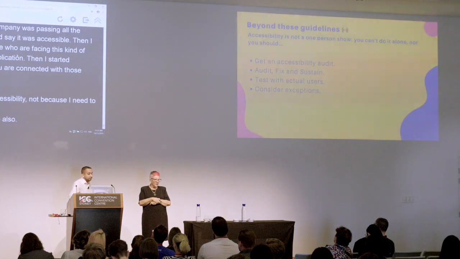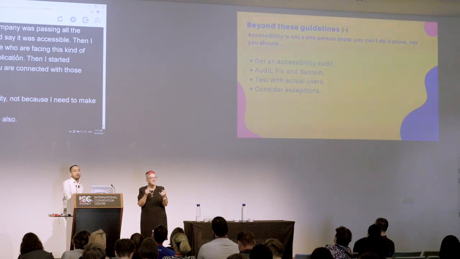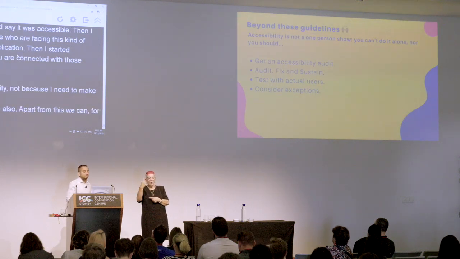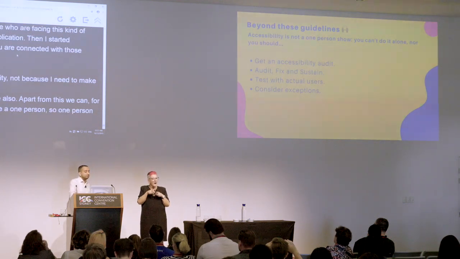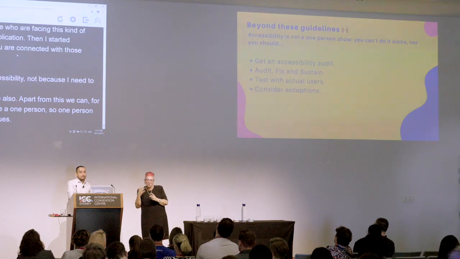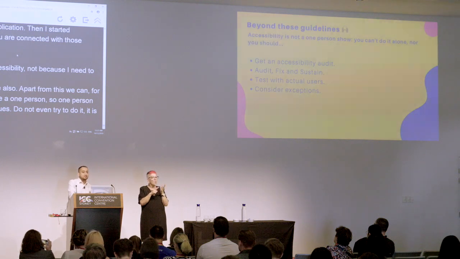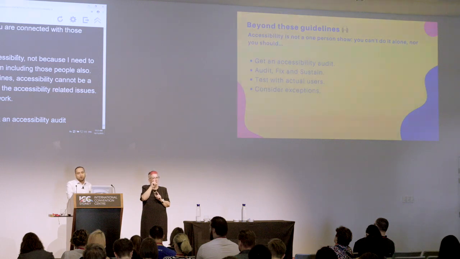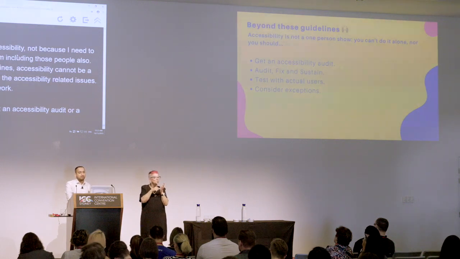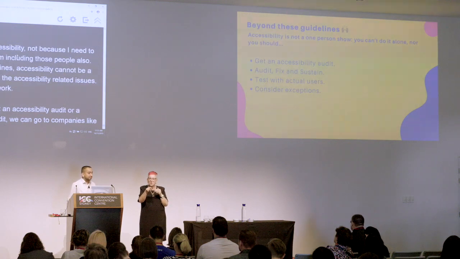Apart from these, we can follow a few other guidelines. Accessibility cannot be a one-person job, so one person cannot solve all the accessibility-related issues, and one should not even try to do it. It is a kind of teamwork. To fix it, the best thing you can do is to get an accessibility audit or hire a permanent accessibility expert. For an accessibility audit, we can go to companies like Intopia for an audit of your application. And once that audit is done, you have to fix those issues and then sustain that application.